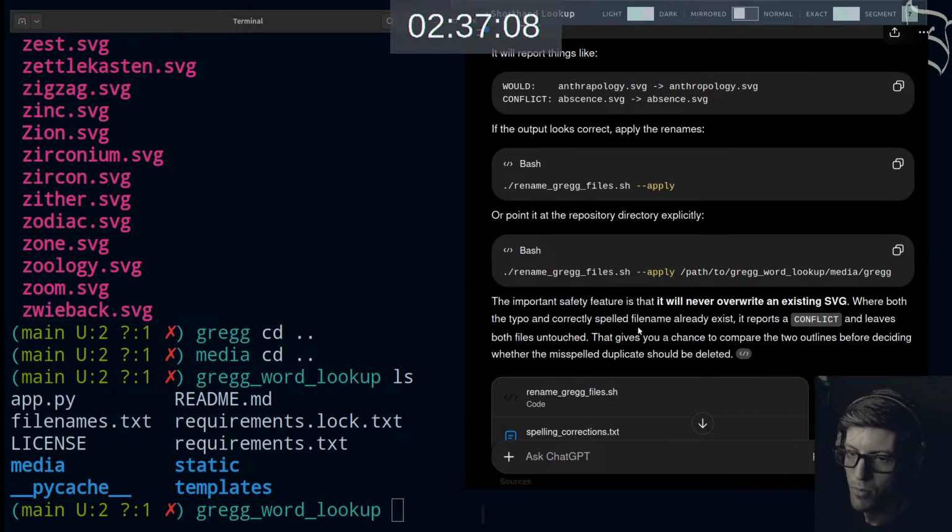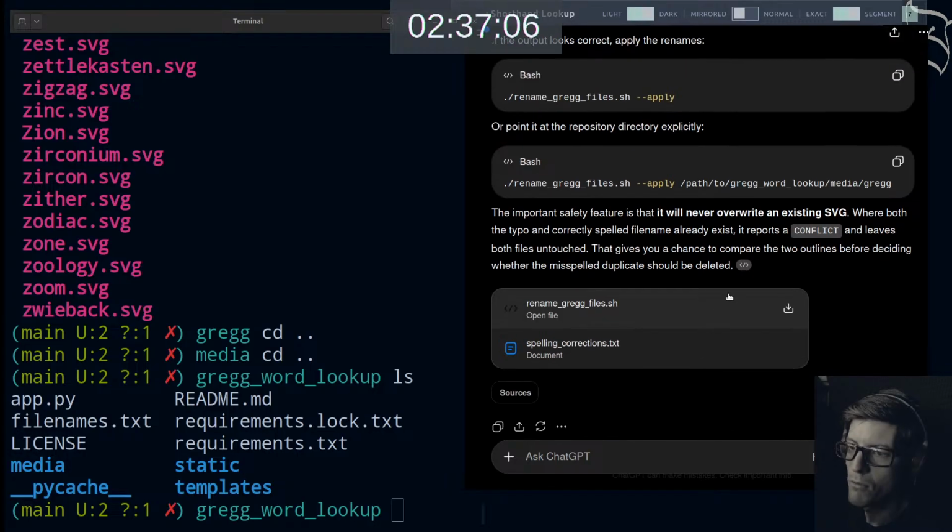The important safety feature is that it will never overwrite an existing SVG, a very important point, where both the typo and the correctly spelled file name already exist. It reports a conflict and leaves both files untouched, okay?